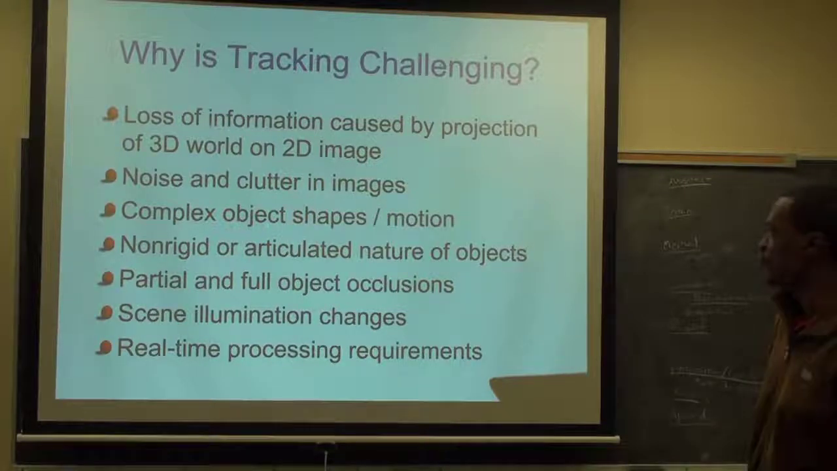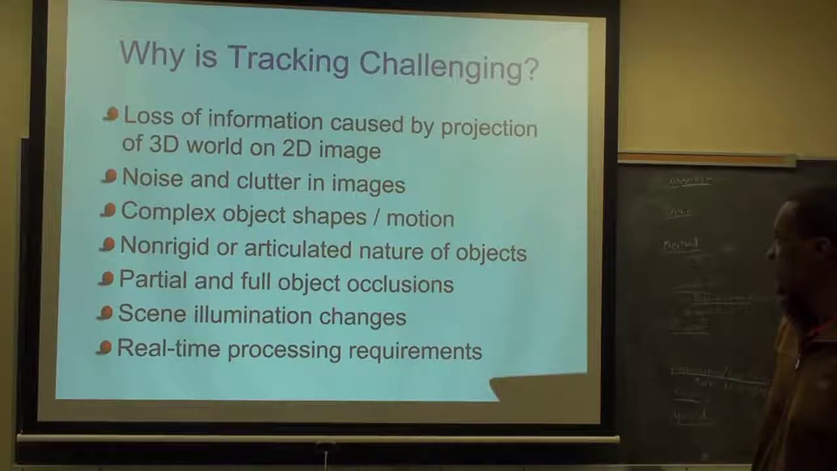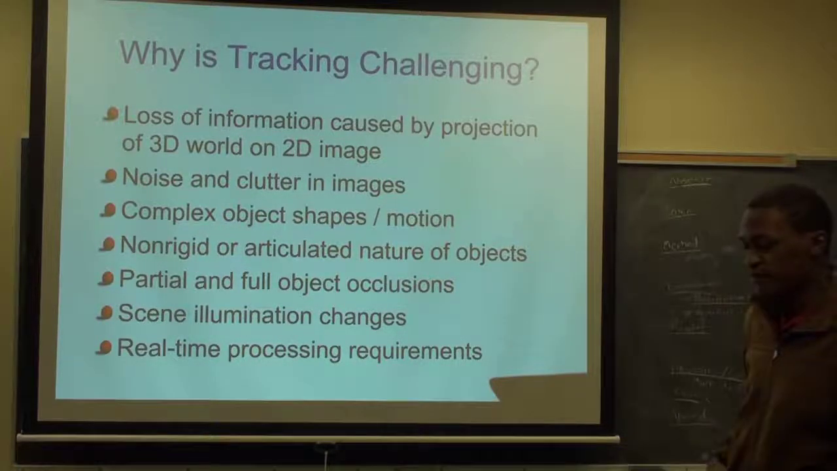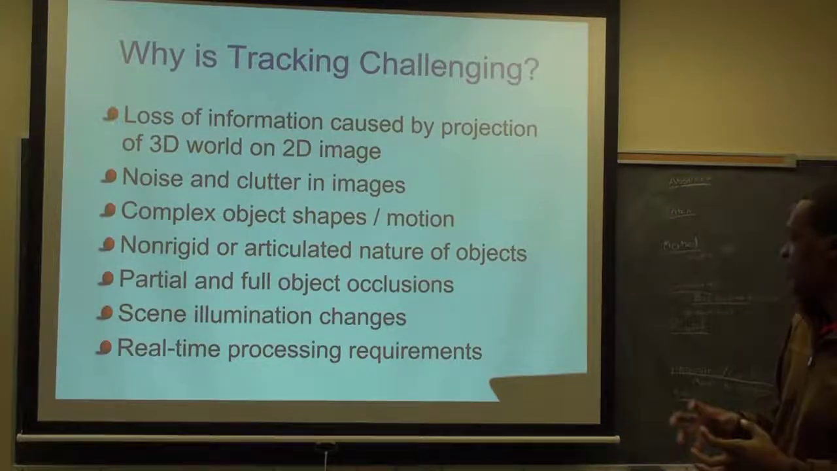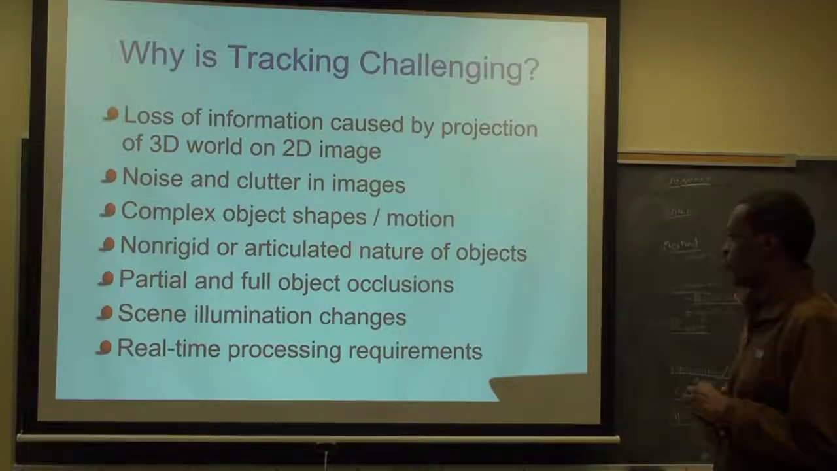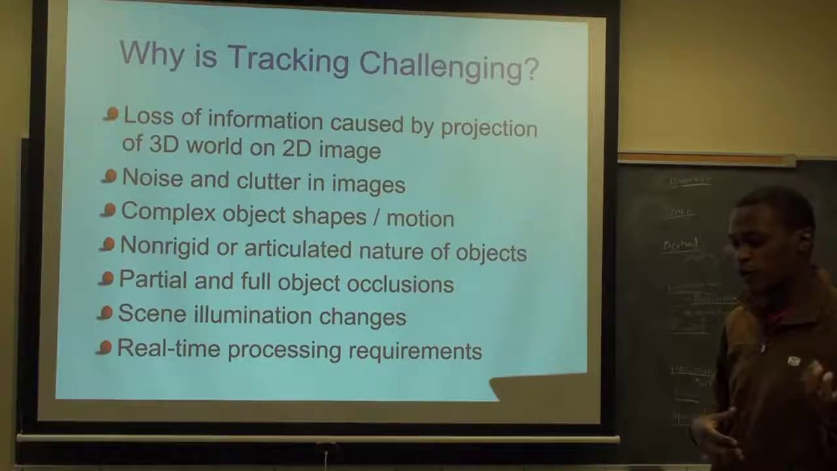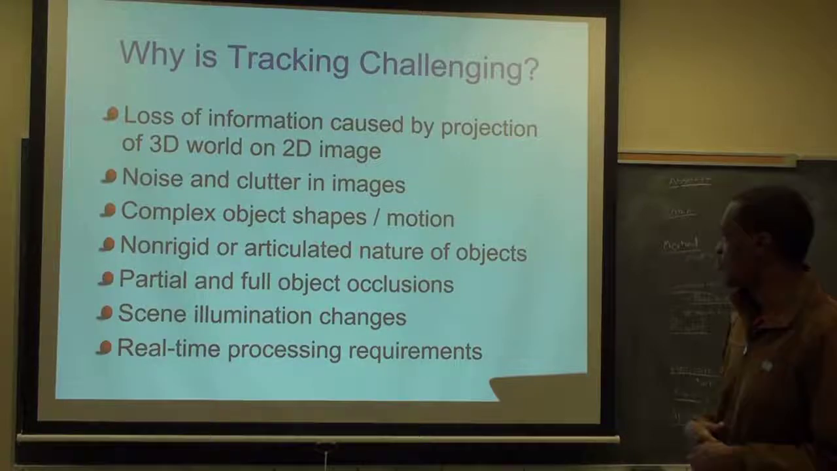If an object is moving in an unpredictable way, all our algorithms fail. Then there is the non-rigid or articulated nature of objects. Some objects can deform, and they do not have good solid behavior or characteristics. Finally, partial or full object occlusions, where you can see an object at one point in time and it gets hidden behind either another object or just goes out of the scene.